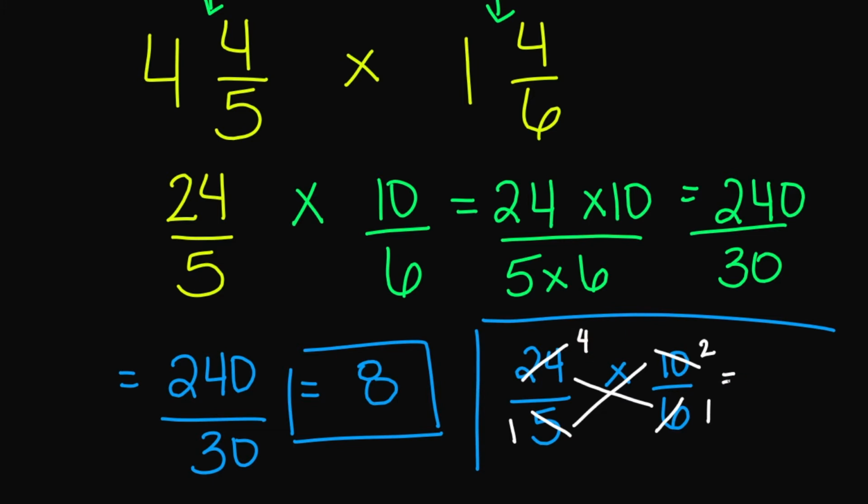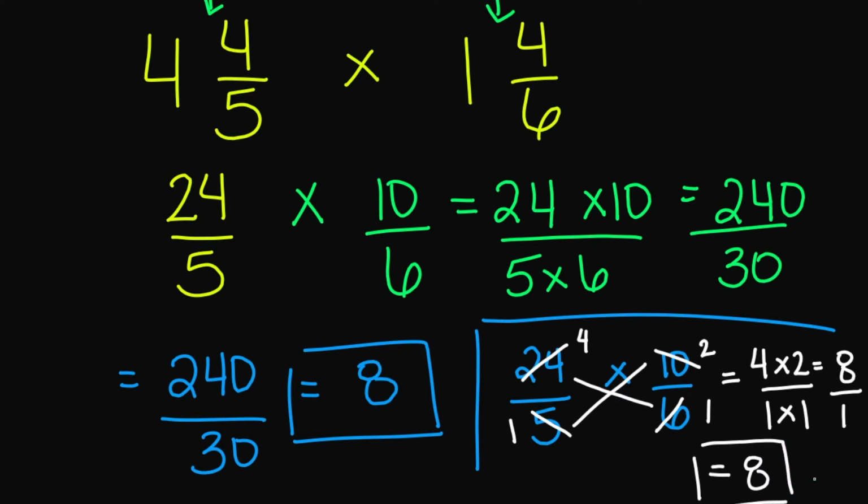So if I multiply across, you have 4 times 2 over 1 times 1. 4 times 2 is 8 over 1 times 1, which is 1. So 8/1 simplifies to just 8. Okay, so remember, you do get the same answer.